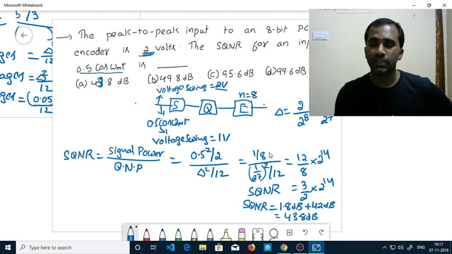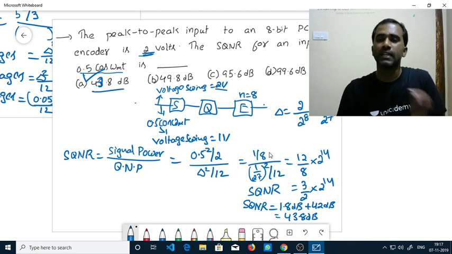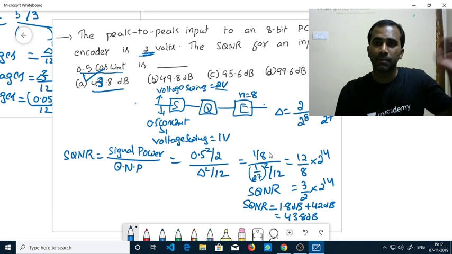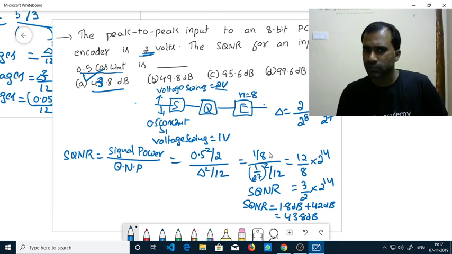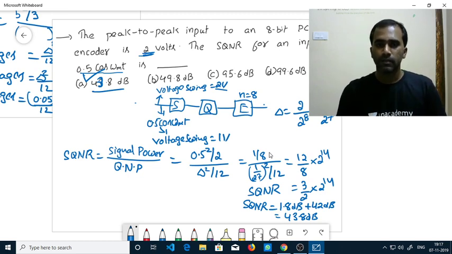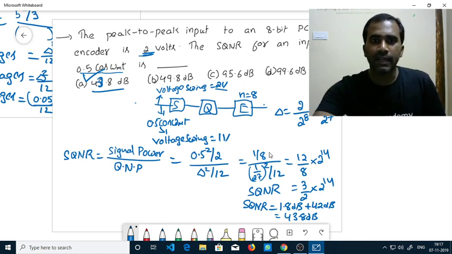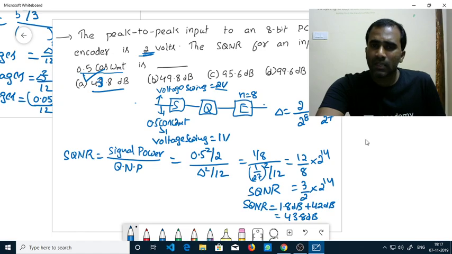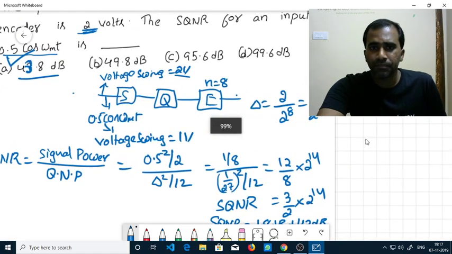There is a trick here. You have to observe that. So the answer is 43.8 dB. So whenever the question is a little different from the assumptions we are making and deriving, you have to go with this basic procedure. Just follow this procedure. Whenever the question is different, you'll get the perfect answer. So these are the little tricky questions possible on quantization. All the other questions are based on simple formulas only.